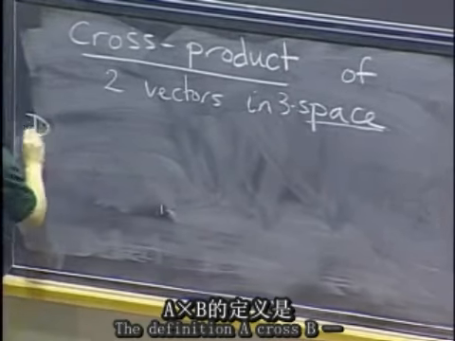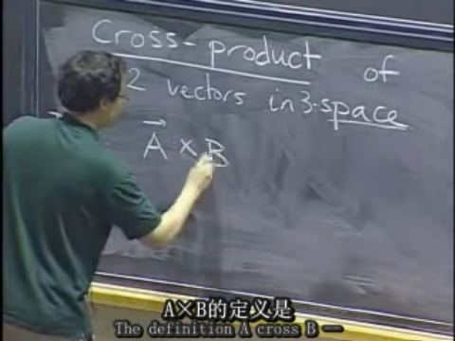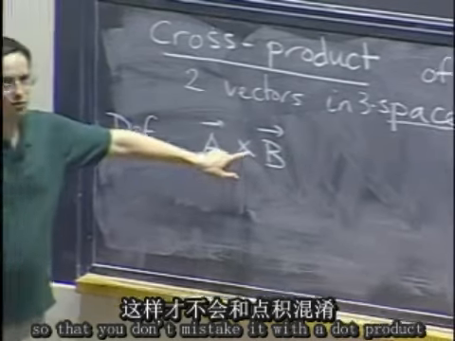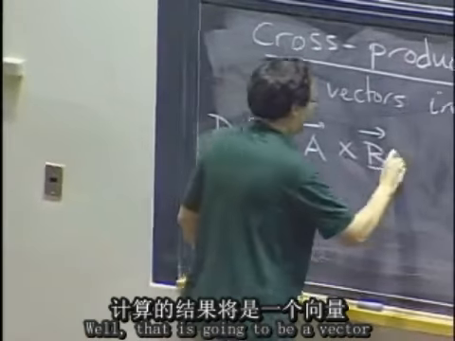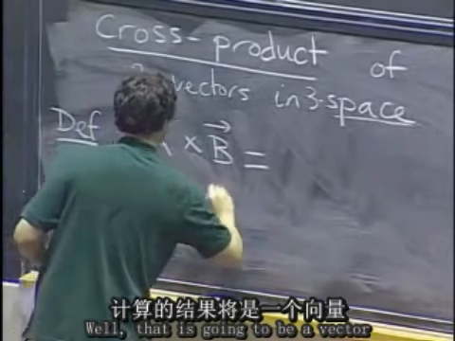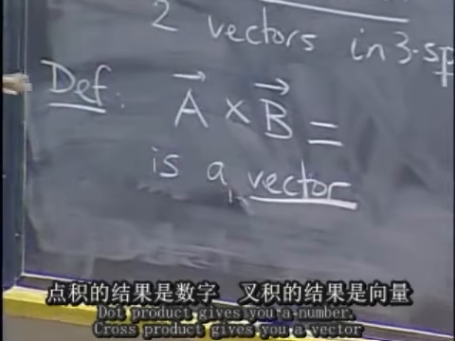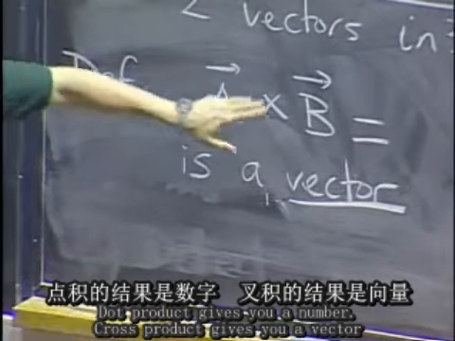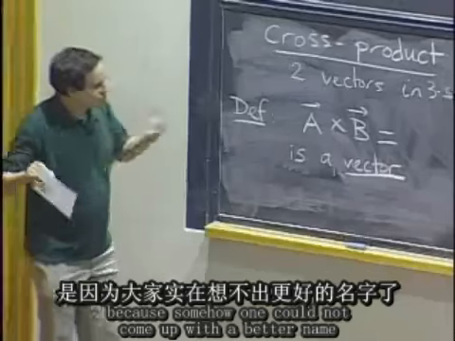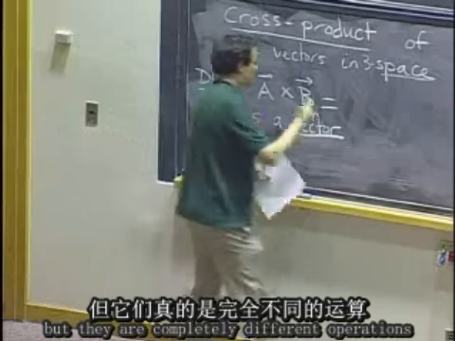So the definition, A cross B. It's important to really do your multiplication symbol well so that you don't mistake it with a dot product. Well, that's going to be a vector, so that's another reason not to confuse it with dot product. Dot product gives you a number, cross product gives you a vector. They're really completely different operations. They're both called products because somehow one couldn't come up with a better name, but they're completely different operations.